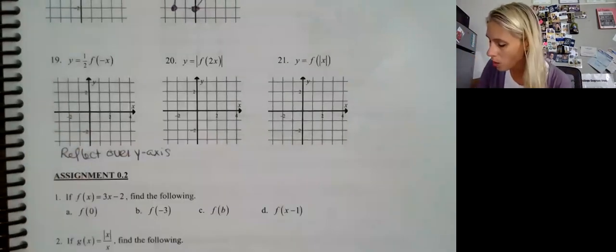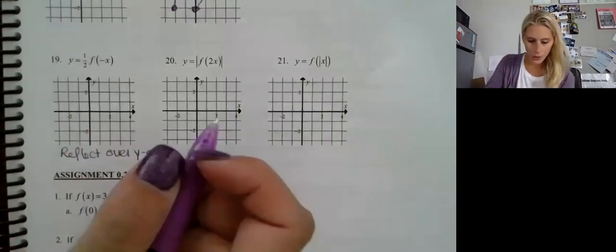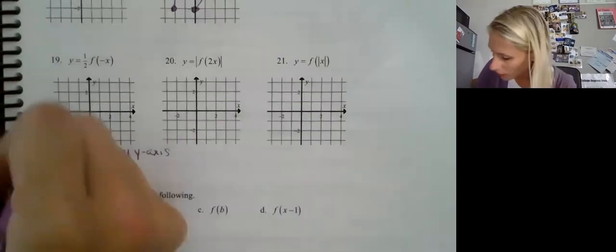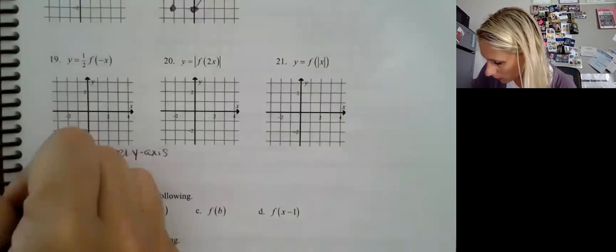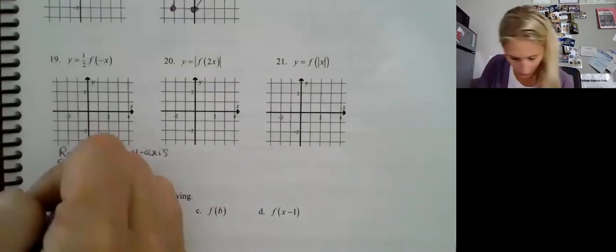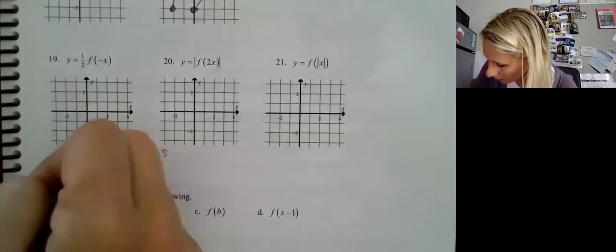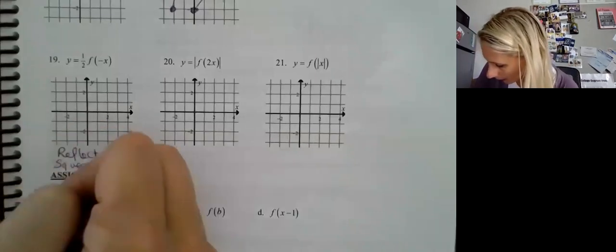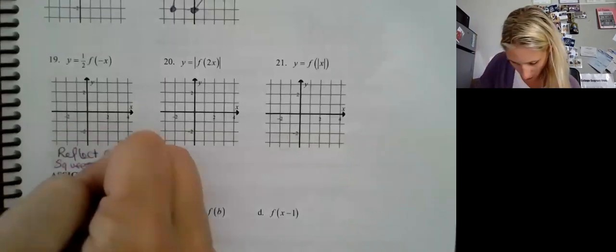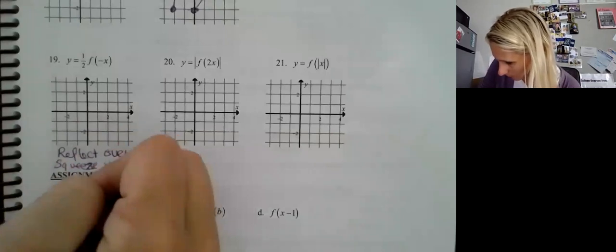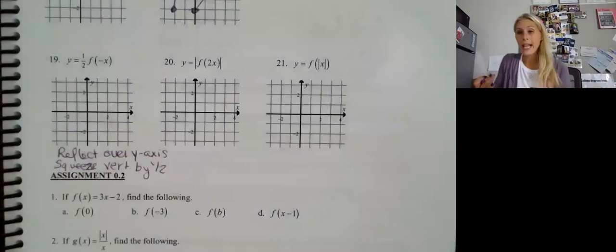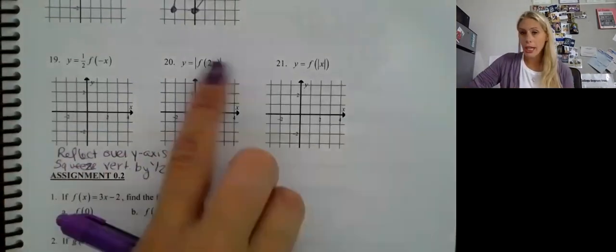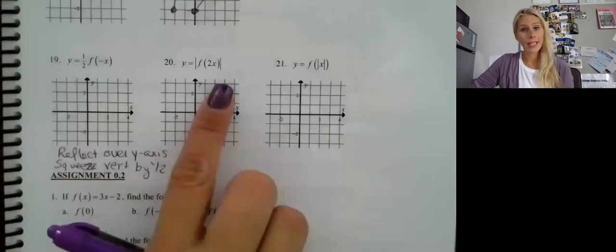And then we're going to squeeze vertically by half. I can't spell. Now, it is on the outside, so we do exactly what it says. It will change a little bit here, and I'll explain that in a minute.